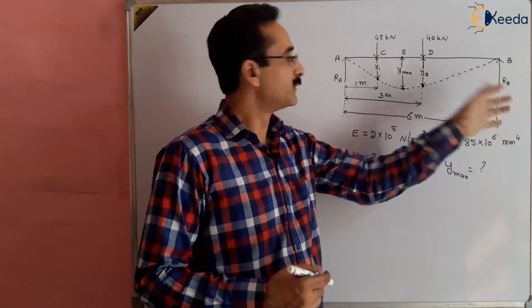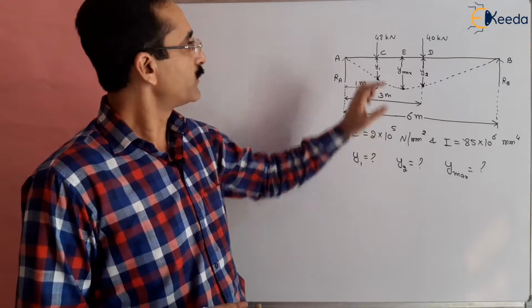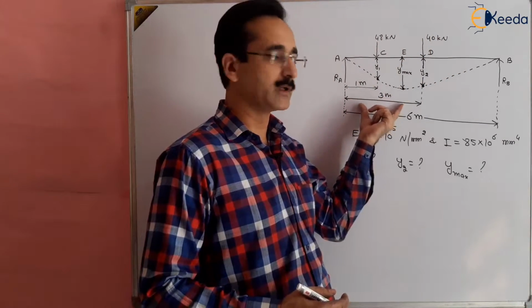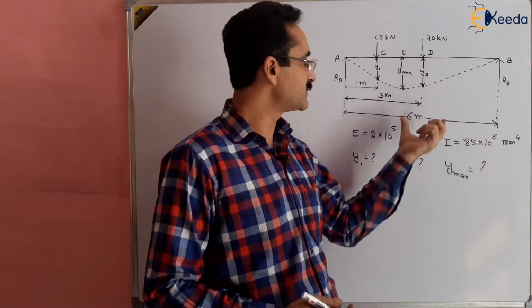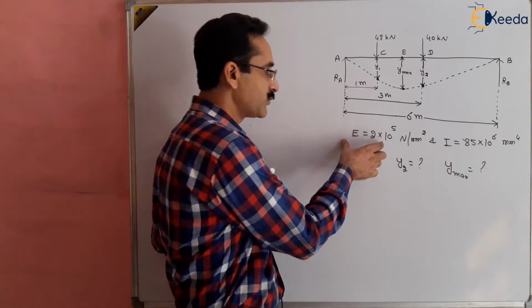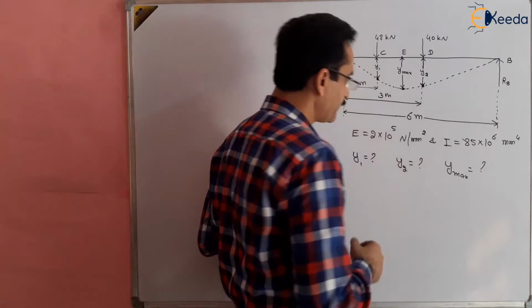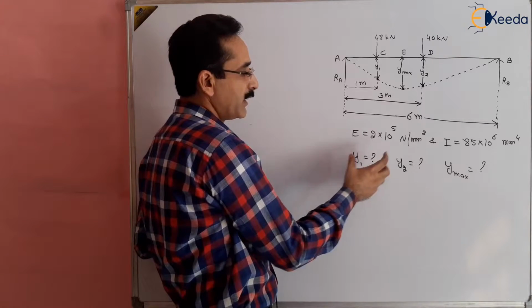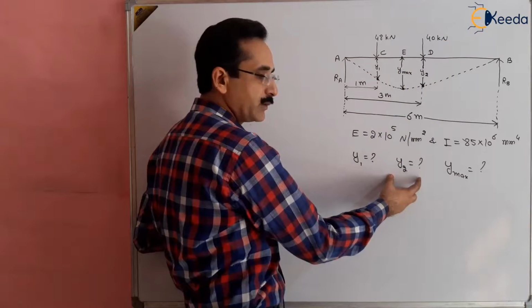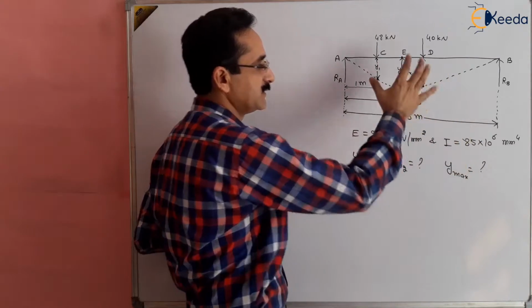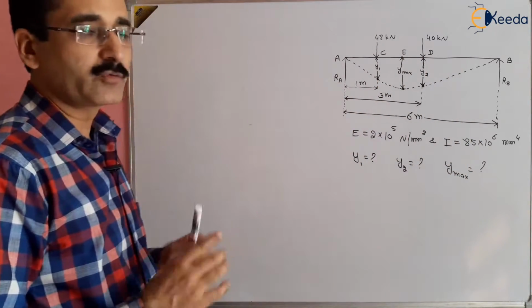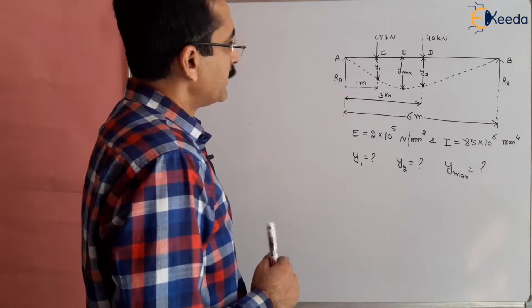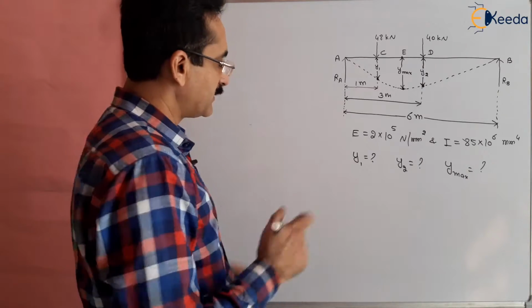A simply supported beam like this, where there are 2 point loads, 48 kN at a distance of 1 meter, 40 kN at a distance of 3 meter, and the total length of the simply supported beam is 6 meter. Also the modulus of elasticity of the beam and moment of inertia are given. We have to find the deflection under the first load, that is y1, the deflection under the second load, that is y2, and the maximum deflection. We want to use the double integration method to solve this question.